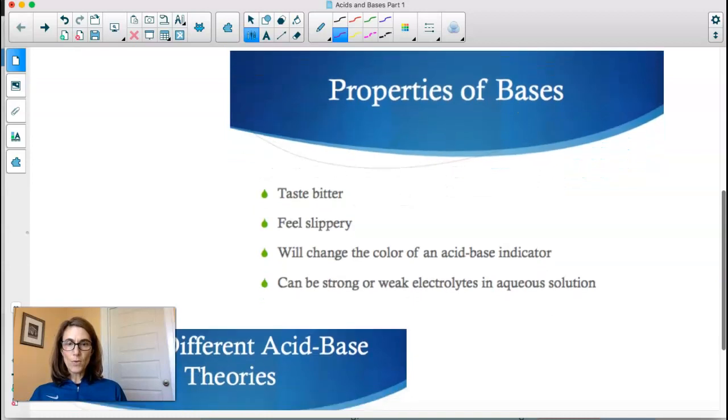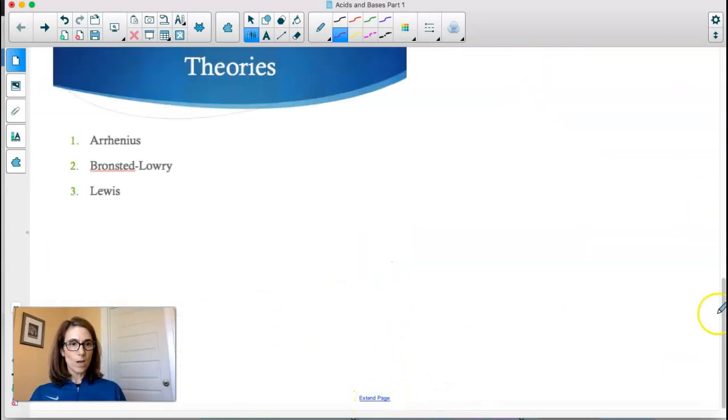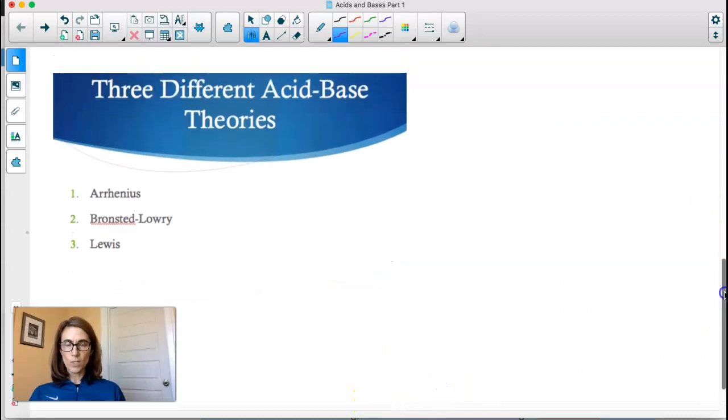And then there are three different acid-base theories that we're going to talk about, and we're going to go through each individually on the next slide. Those are the Arrhenius, Bronsted-Lowry, and Lewis theories, one of which is my favorite theory, and I believe most people who study chemistry also hold on to that belief as well. So let's move on to that.